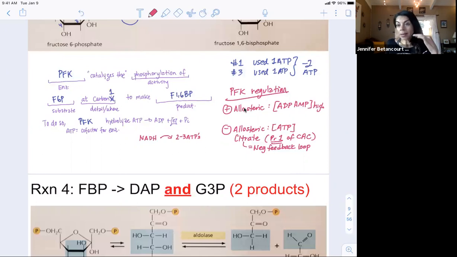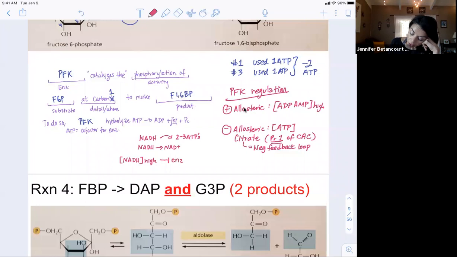Okay. When NADH is used to do that, it actually becomes NAD+. So it's that electron from the hydrogen that actually powers the cell and allows it to make those ATPs. So when NADH is high, we don't need to make more NADH because we already have it. So when NADH is high, it typically inhibits enzymes.